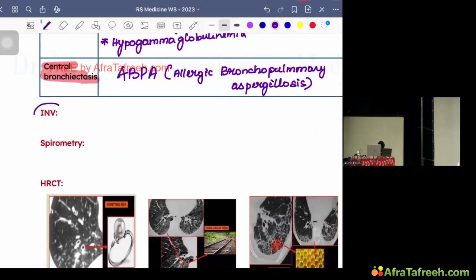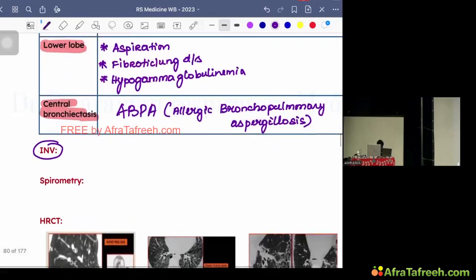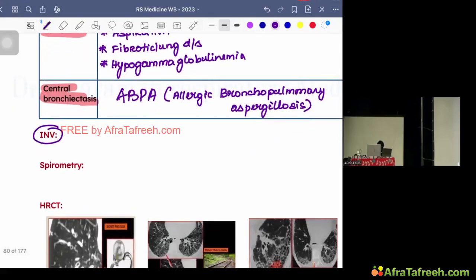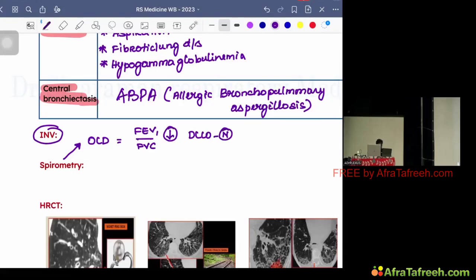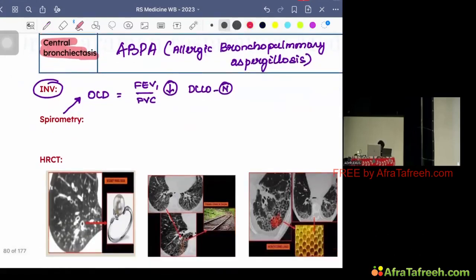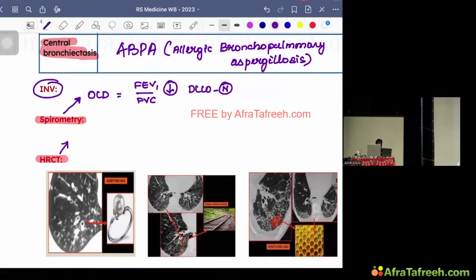The investigations available for patients with bronchiectasis: the first is spirometry. Spirometry is going to show an obstructive lung disease pattern, with FEV1 by FVC ratio decreased. DLCO here is going to be normal. Next is HRCT. HRCT is the investigation of choice.